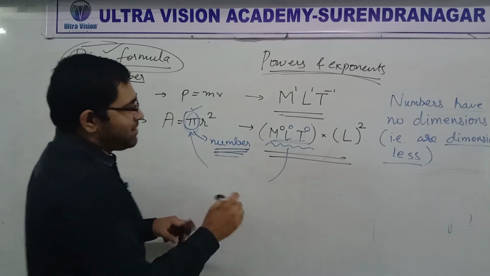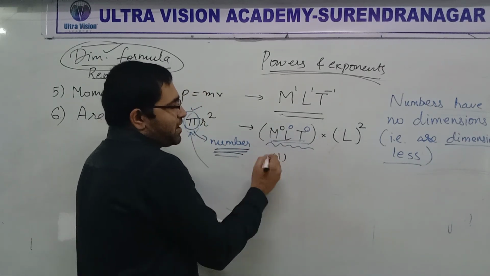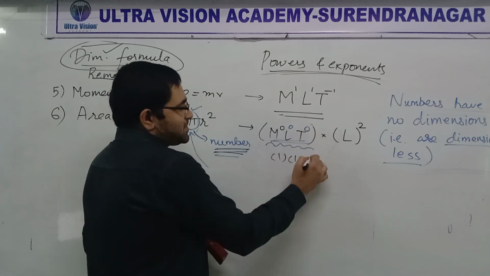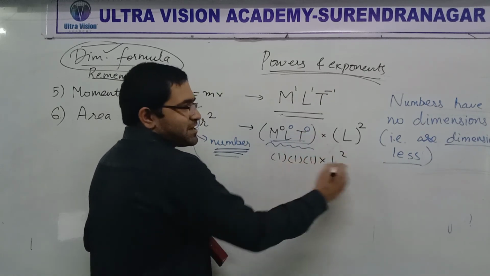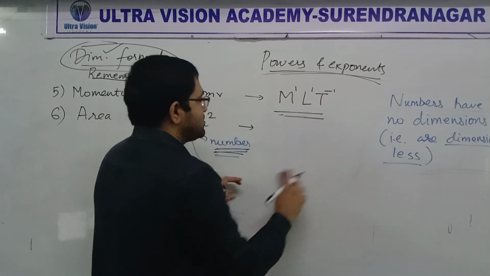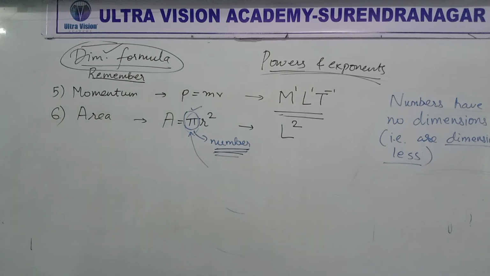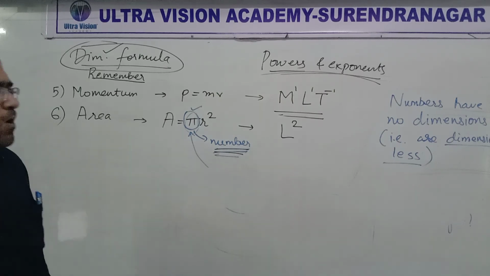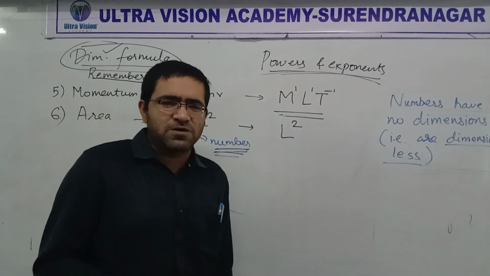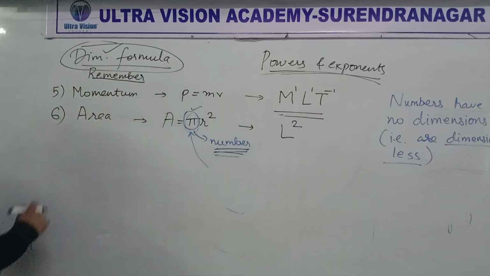Fine. So ultimately, what are the dimensions of area this way as well? Let's multiply everything. M raised to 0 means 1, L raised to 0 means 1, T raised to 0 means 1, and 1 into L square is how much? L square, isn't it? Clear or not clear? However you do it, area's dimensions are always going to be L square. You can find the area of a circle, you can find the surface area of a cylinder, no problem. Okay, let's go to next.